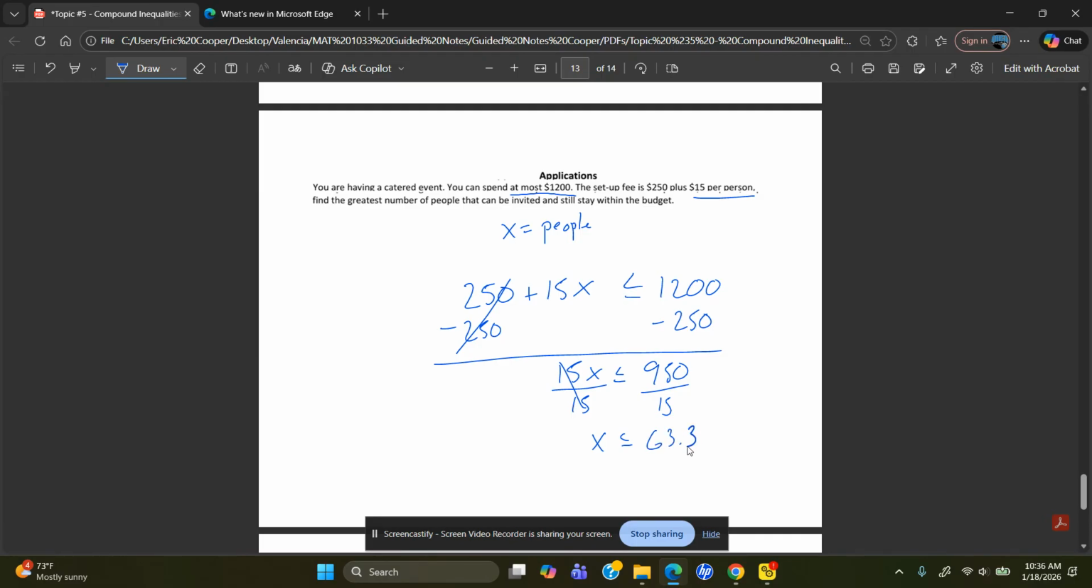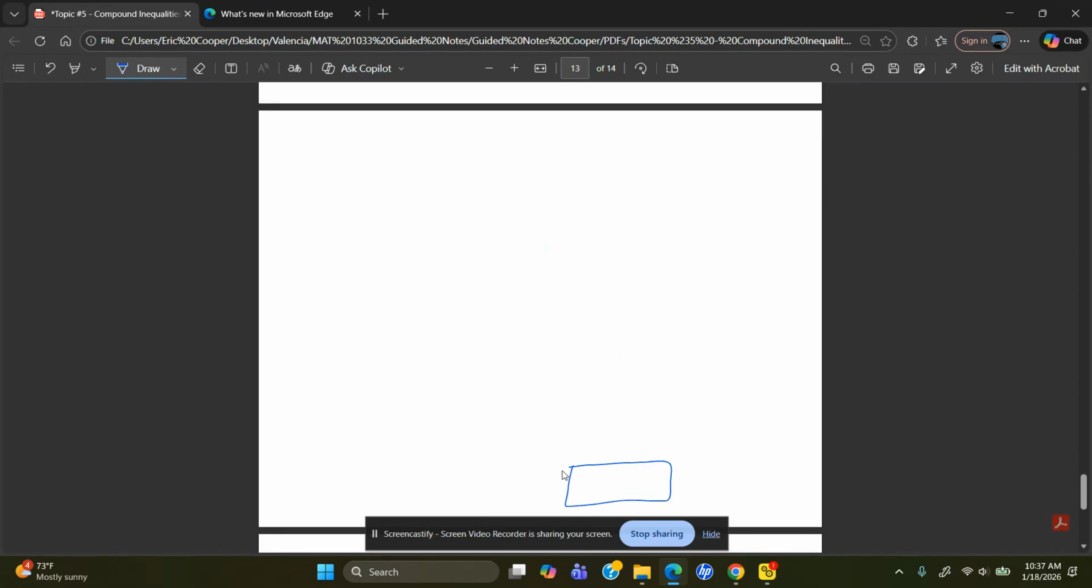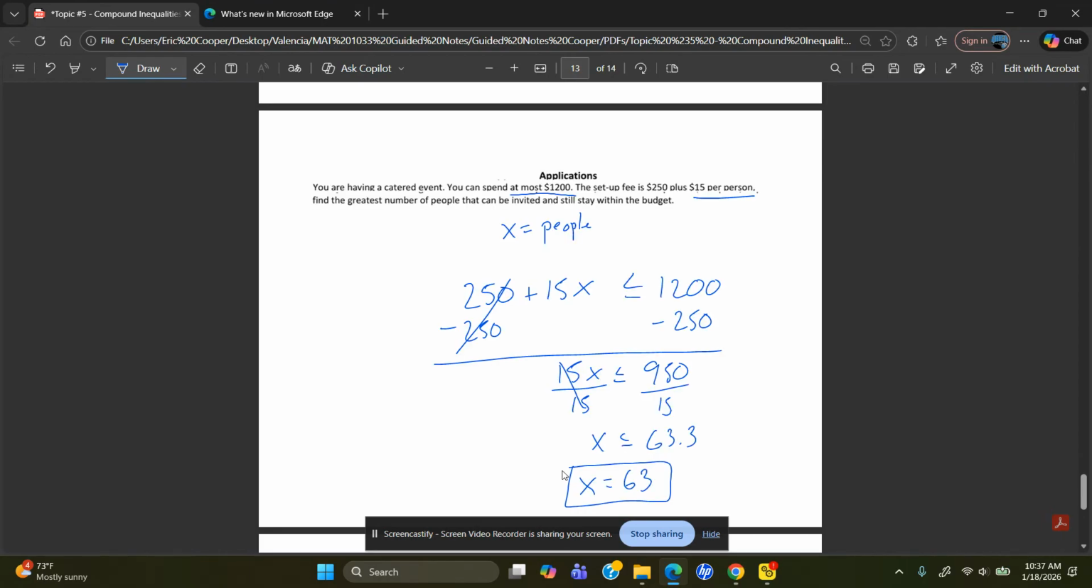63.3. Now, you cannot have a fraction of a person, and we need to stay within budget. So it says as long as we invite 63.3 people or less, we will stay within budget. So the only amount we can invite is 63. We invite that 64th person, we are going to go over our budget.